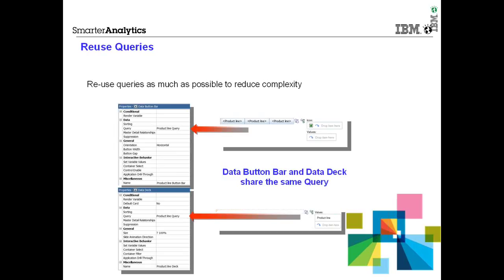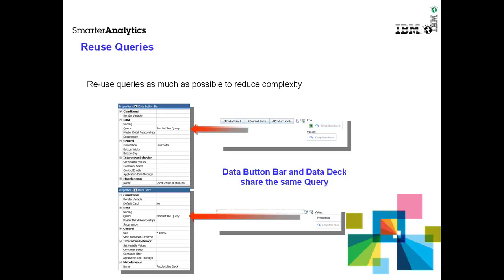The next design tip is to reuse the queries. As you create your active report, as it grows in functionality, you will notice that the number of queries grows very quickly, because every time you drag and drop an object onto the report area, a new query is created. So in order to reduce the complexity, you should look to minimize the number of queries, and one way of doing that is to reuse the queries.